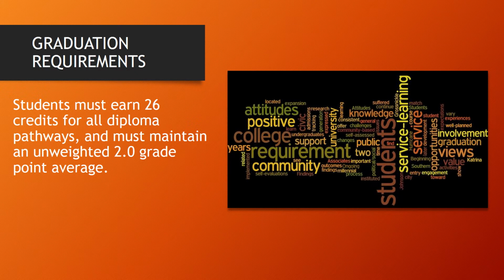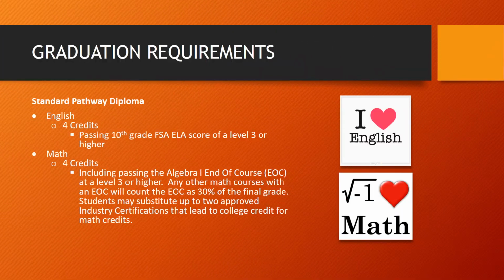Graduation requirements are important for students to understand as you progress through your senior year and complete your diploma. Students must earn 26 credits for all of our diploma pathways, and they must maintain an unweighted 2.0 grade point average. Let's take a closer look at our diploma pathway requirements.